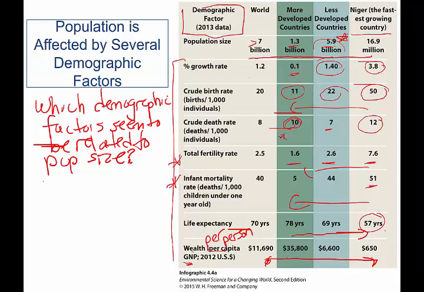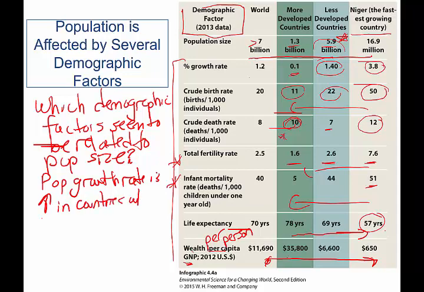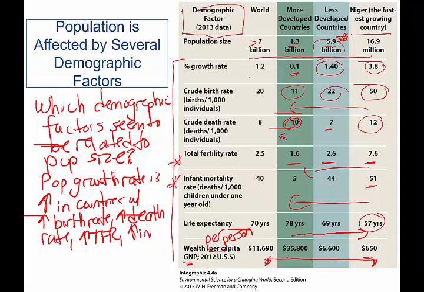So what I would say is that the population growth rate is the highest in countries with the highest birth rate, the highest death rate, the highest total fertility rate, the highest infant mortality rate. And the lowest life expectancy.